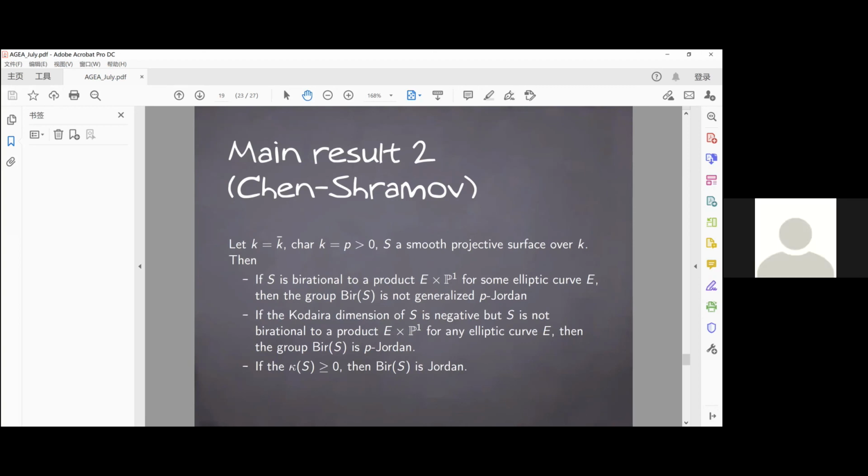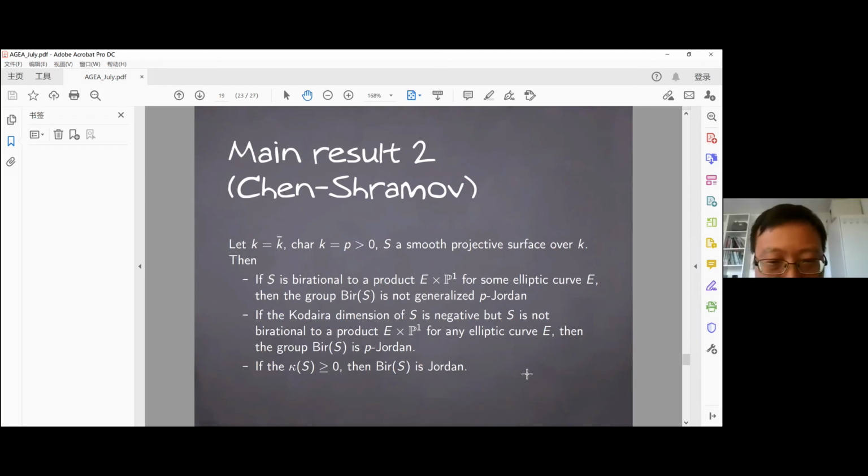Maybe I have one question. Do you have other examples of Kodaira dimension negative, such as where the automorphism group is still Jordan? Yeah, you have many counterexamples. You can produce many counterexamples. Yeah, it's Jordan. Jordan is not easy.